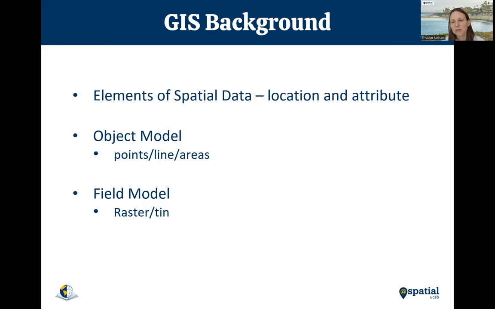But when you put data into a computer, you have to have some way of representing it. And the two ways that we typically think about how we represent spatial data are whether it is an object model or a field. So object models are discrete entities which are typically represented by points. So that could be a location of a person who's sick, a line, something like a road, or an area, which could be something like a census district.